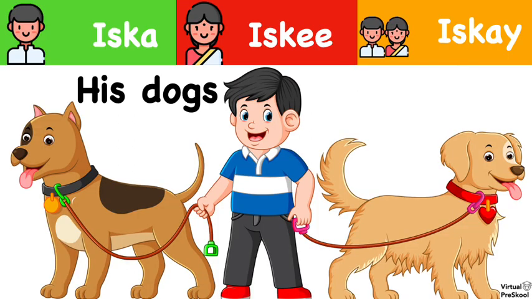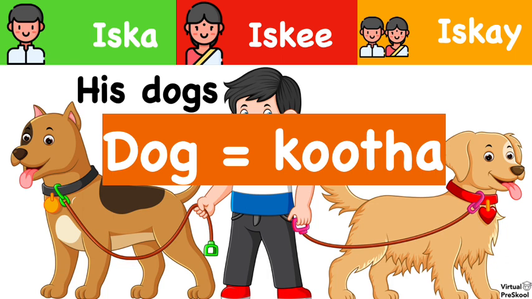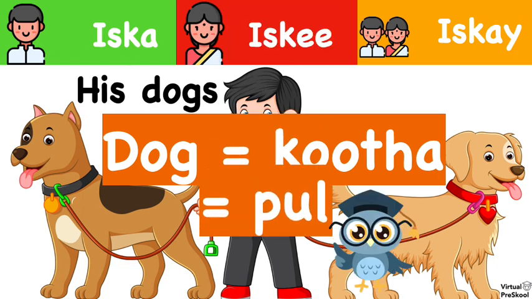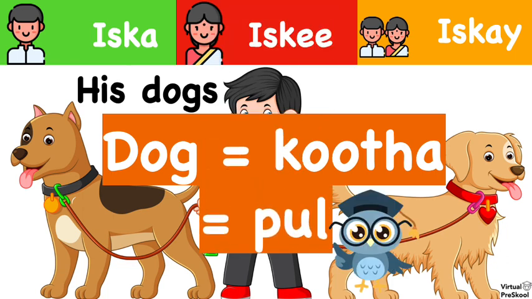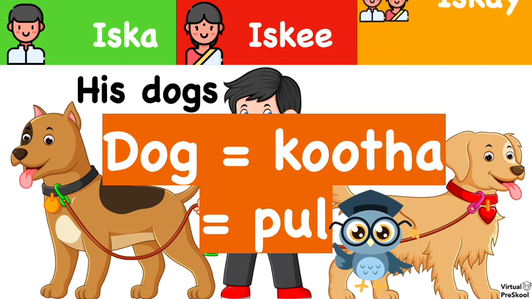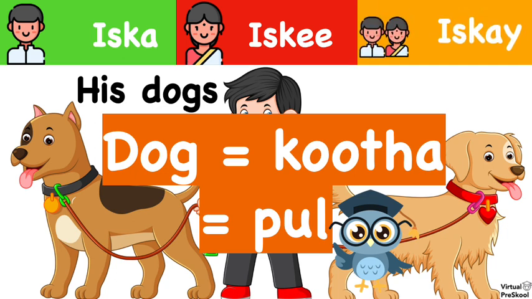Let's do some practice problems. His dogs. Would it be iska, iski, or iske? Dog is kutta, and kutta is pulling. So it would be iske because he has more than one dog. Dog is kutta, which is a pulling word.